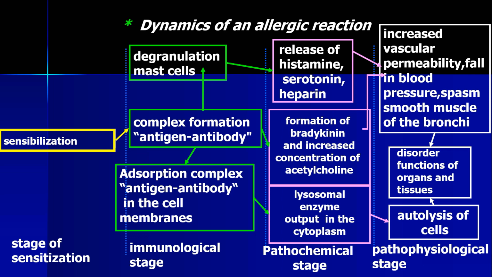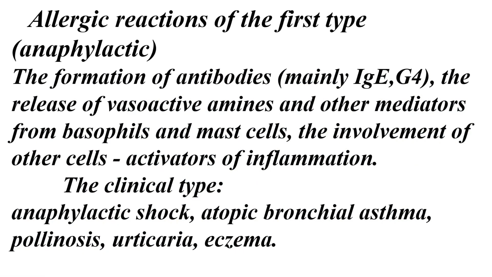After this, the mediators influence organs and systems: increasing vascular permeability, falling blood pressure, spasm of the smooth muscle of the bronchi, and disorders of organ and tissue function, and autolysis of cells may be formed. This stage is called the pathophysiological stage. And next, the allergic reaction of the first type, the anaphylactic reaction.